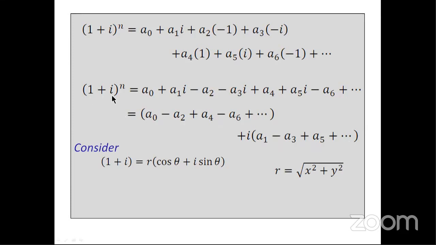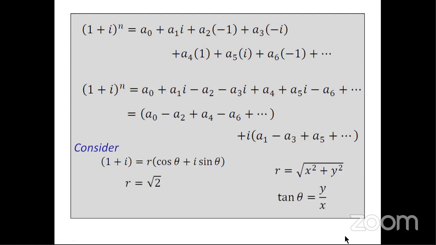Now 1 + i, we are trying to reduce it to modulus-amplitude form. The formula for calculating modulus is r = root of x squared + y squared. What are x and y? They are the real part and imaginary part of the complex number. Here the real part is 1, imaginary part is also 1. So 1 squared + 1 squared, which is nothing but root 2. So the value of r is root 2.